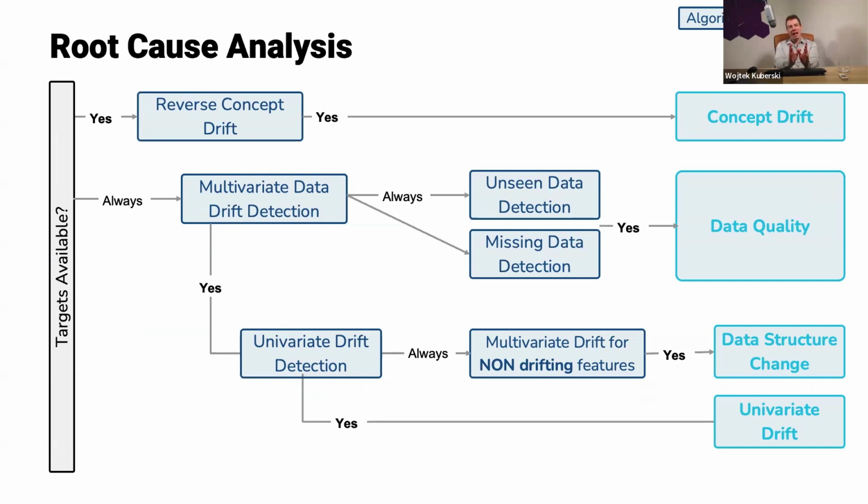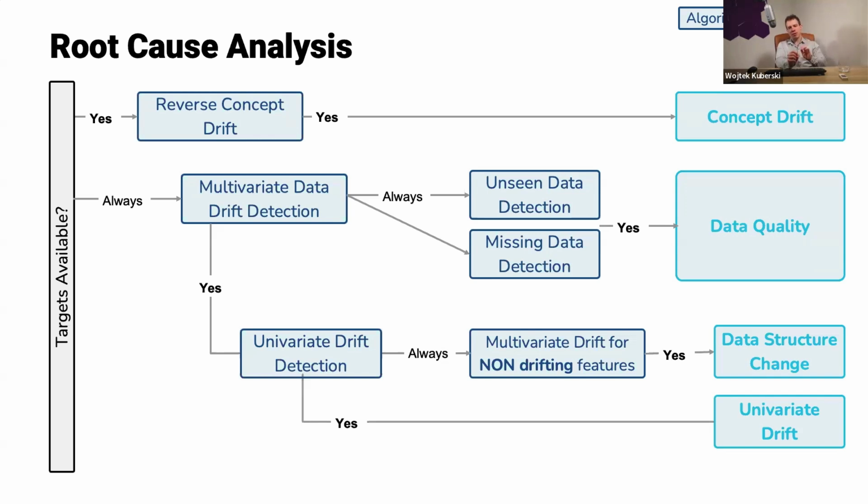So first, we're going to ask, are targets available? If yes, we can actually measure concept drift, and then we should absolutely do it with reverse concept drift. If we observe that there is concept drift, then we know that's one of the causes. Then after we do that, or if targets are not available, we're going to go to the second point anyway, and we're going to run multivariate data drift detection on all the features. If we detect that there is significant drift, we go to univariate drift detection for each of the features. And then if you actually see that there are drift signals there, you can say this specific feature is drifting. It's one of the causes.